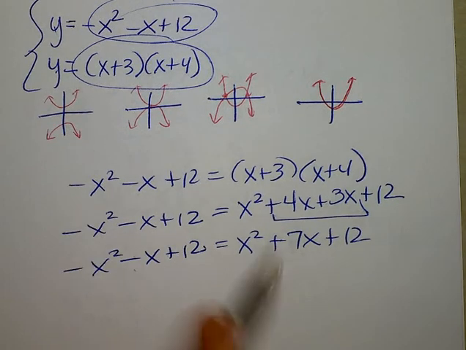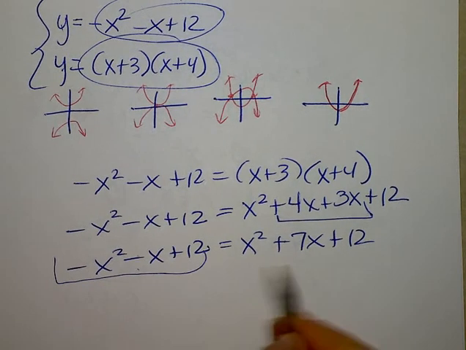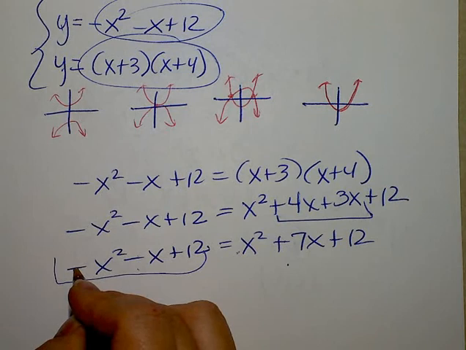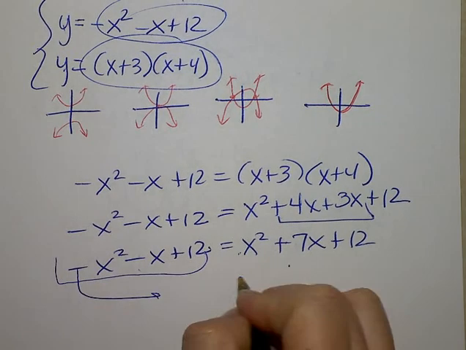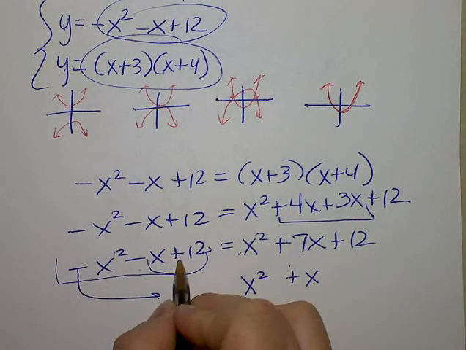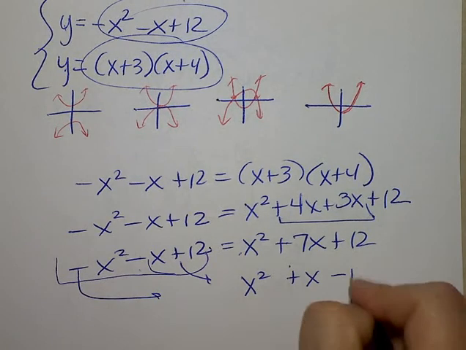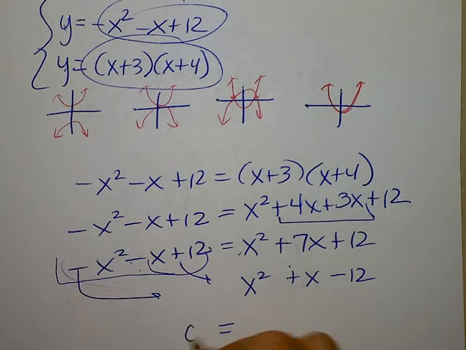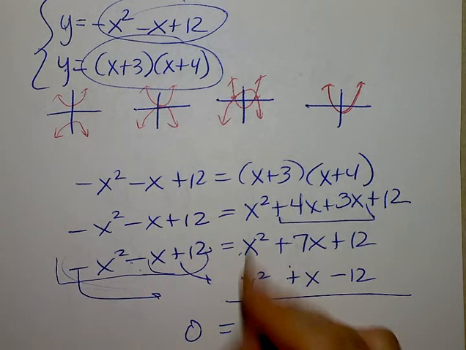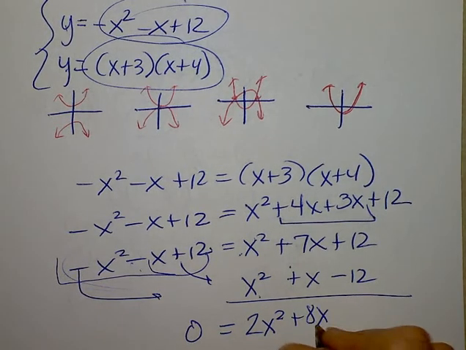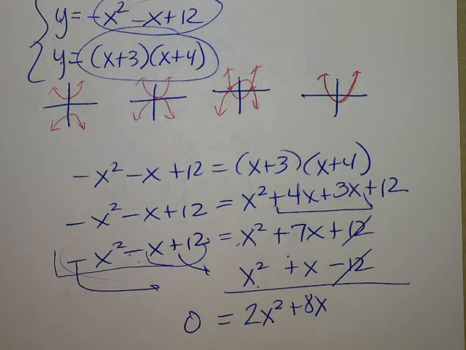I'm going to choose to move these over to the right-hand side because I want to have a positive x squared value. So when this moves over, it becomes positive x squared. When this moves over, it becomes positive x. And when this moves over, it becomes negative 12. There's nothing left over here. We've moved everything over to the right. Now I'm going to combine like terms. 2x squared plus 8x, and there's nothing left in the constants.